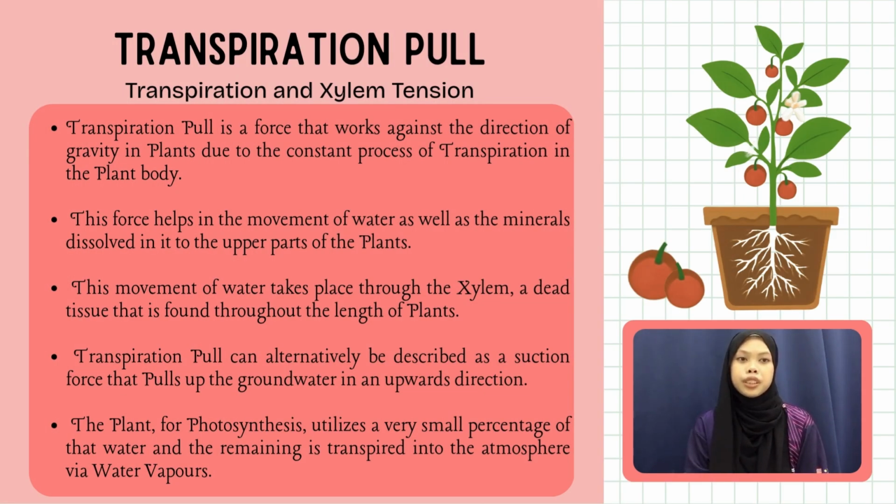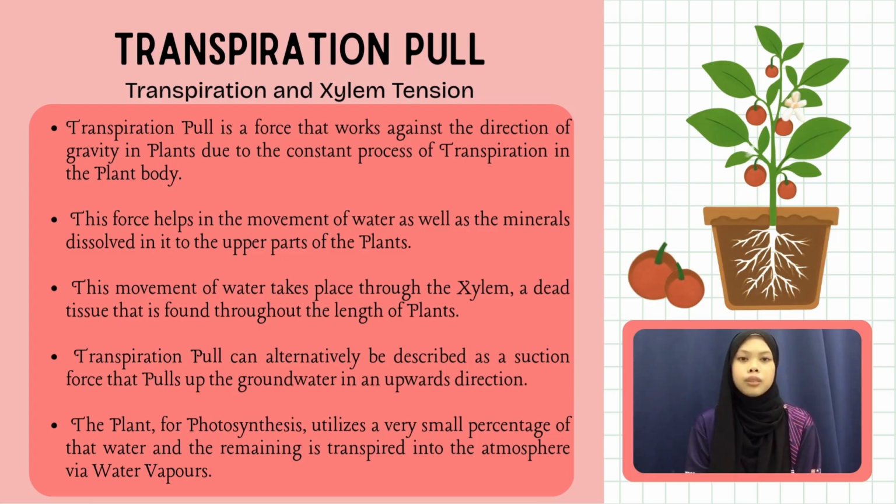Transpiration pull is a force that works against the direction of gravity in plants due to the constant process of transpiration in the plant body. First, this force helps in the movement of water as well as the minerals dissolved in it to the upper parts of the plants. This movement of water takes place through the xylem, a dead tissue that is found throughout the length of plants.